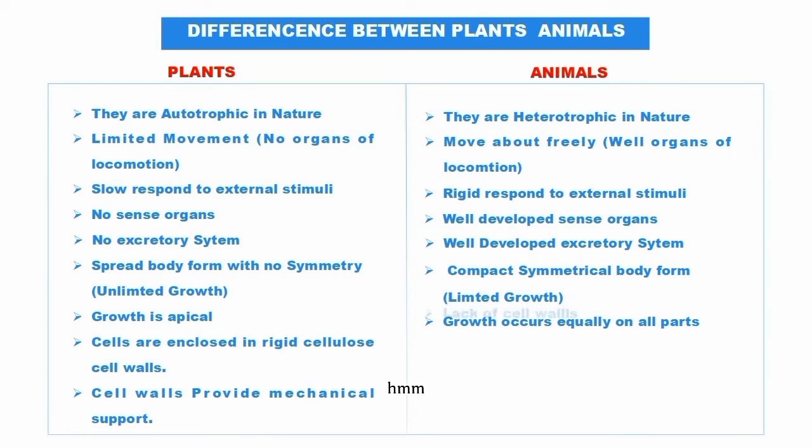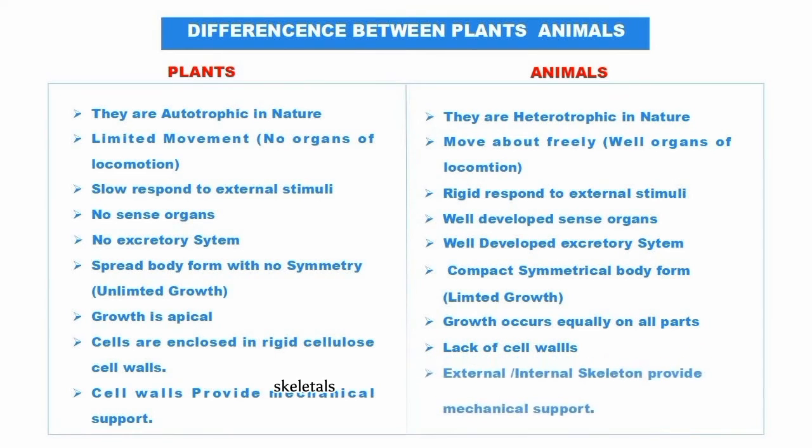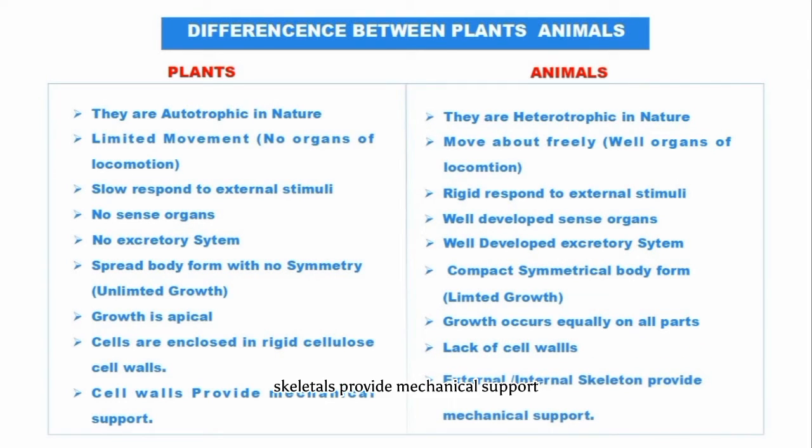And also the next one is lack of cell wall. Animals do not have a cell wall, but plants have a cell wall. And also external or internal skeletons provide mechanical support. So you have to notice this between the two. Under plants, the cell wall provides mechanical support, while under animals, the external or internal skeletal system provides mechanical support. And also plants are autotrophic, while animals are heterotrophic.